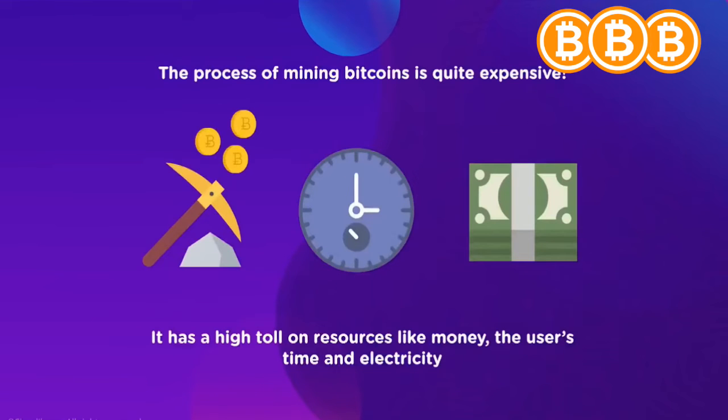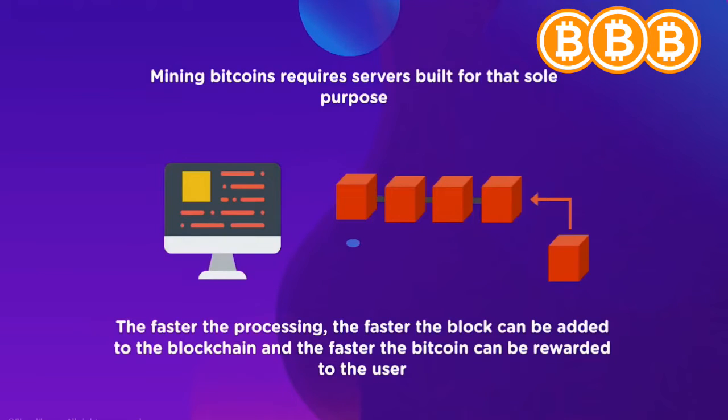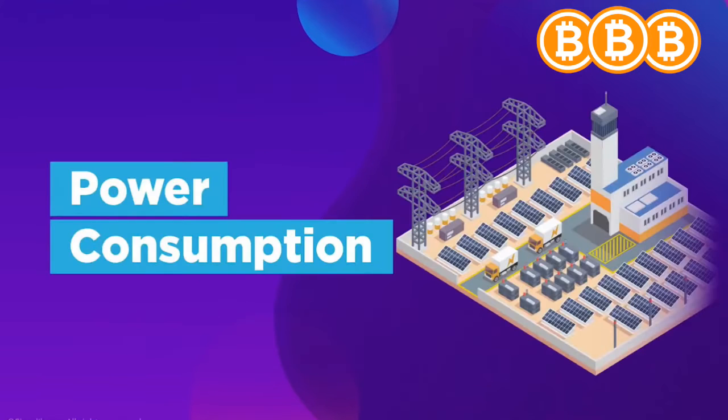Processing power. The process of mining Bitcoins is an expensive process. You pay a high toll to do this, like your money, your time, and electricity. Mining Bitcoins requires servers that are used for that specific purpose alone. The faster you process the data, the faster the block can be added to the blockchain, and the faster you're rewarded with Bitcoins.